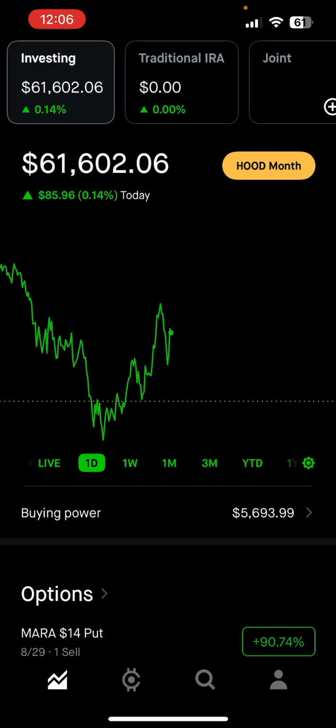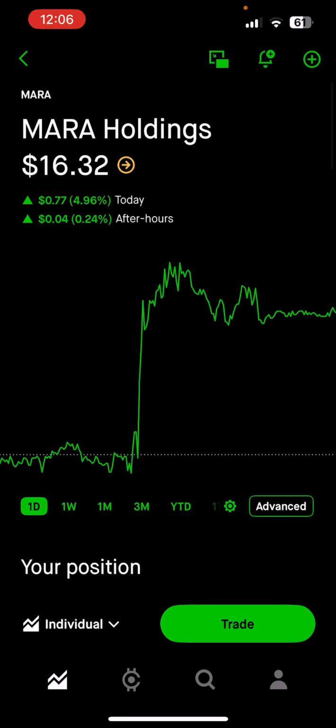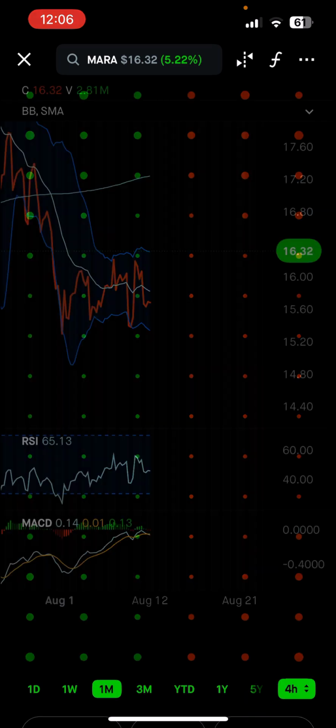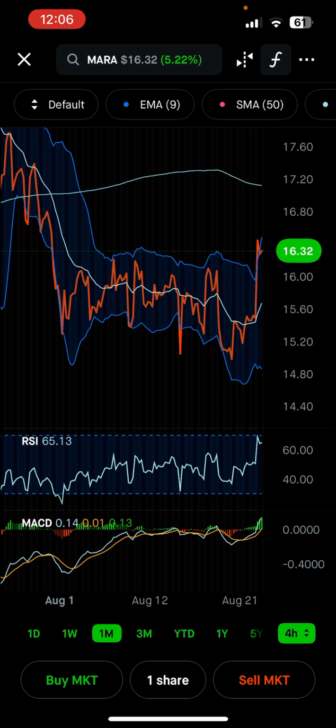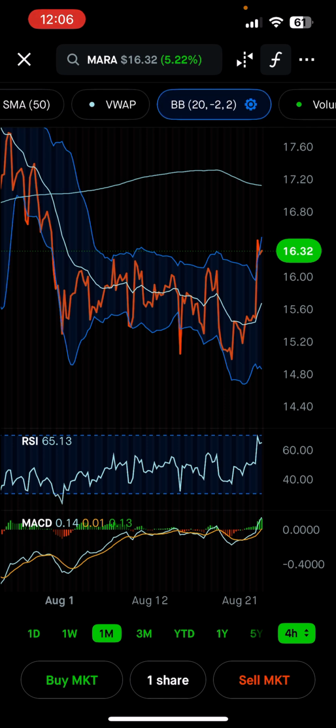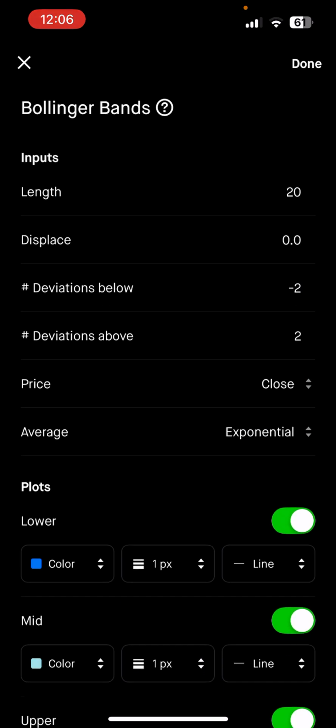But what are Bollinger Bands? We're going to discuss them, and let's pull up Mara as our example. You're going to click on this advanced chart, and click on the top right for indicators. Again, it looks pretty overwhelming, but we're going to scroll over to the right and see where it says BB. That means Bollinger Band. And you could hit this little wheel.